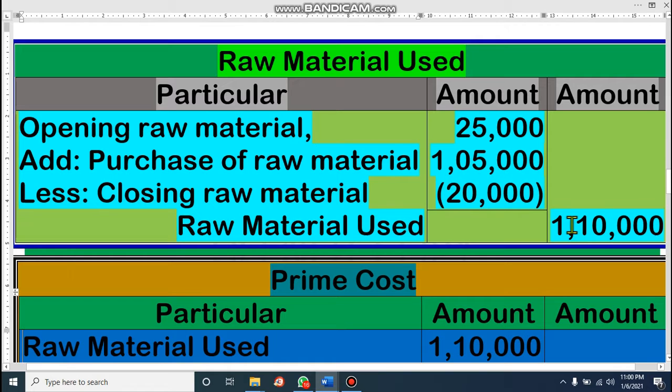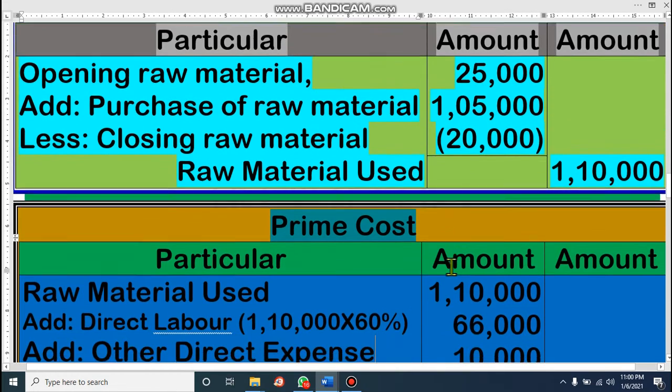Very easy. The formula is opening stock of raw material plus purchase of raw materials, how much raw material we have purchased this year, then we subtract closing stock of raw material, and you will get the raw material used. Our next requirement was prime cost.